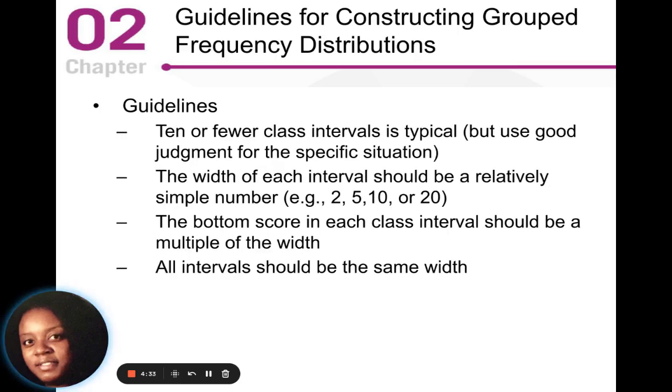There are a few guidelines for whenever we group frequency distributions. First off, there should typically be 10 or fewer class intervals, and anytime there's more than that, you want to use good judgment. The width of each interval should be relatively simple, so things like 2, 5, 10, or 20. The bottom score in each class interval should be a multiple of the width, and all intervals should be about the same width.